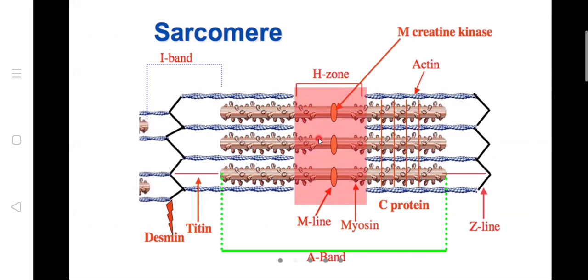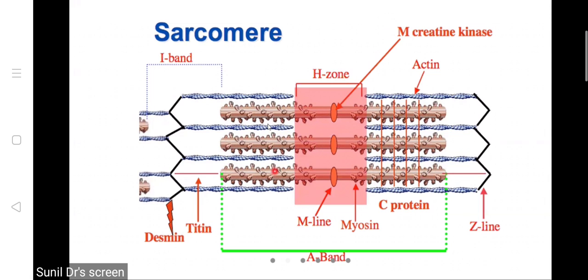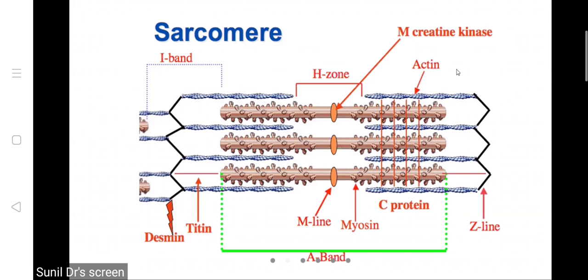Now the questions they will be asking are mostly related to these bands, H band or H zone, whatever you call it, I band, A band. So what will happen to these bands when the sarcomere is contracting? That is what the question will be. It will be very confusing if you don't understand the concept. So now we will move to the next one and I will show you what is happening over here.